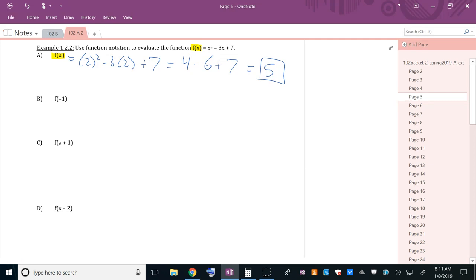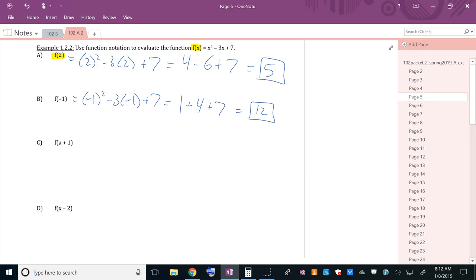So same function, now I'd like to find f of negative 1. So once again, that notation means everywhere that I see an x, I replace it with a negative 1. Now be a little careful here. If I square a negative, it turns positive. So I do get positive 1. Negative 3 times negative 1 is positive 4. And then 1 plus 4 plus 7 is 12.